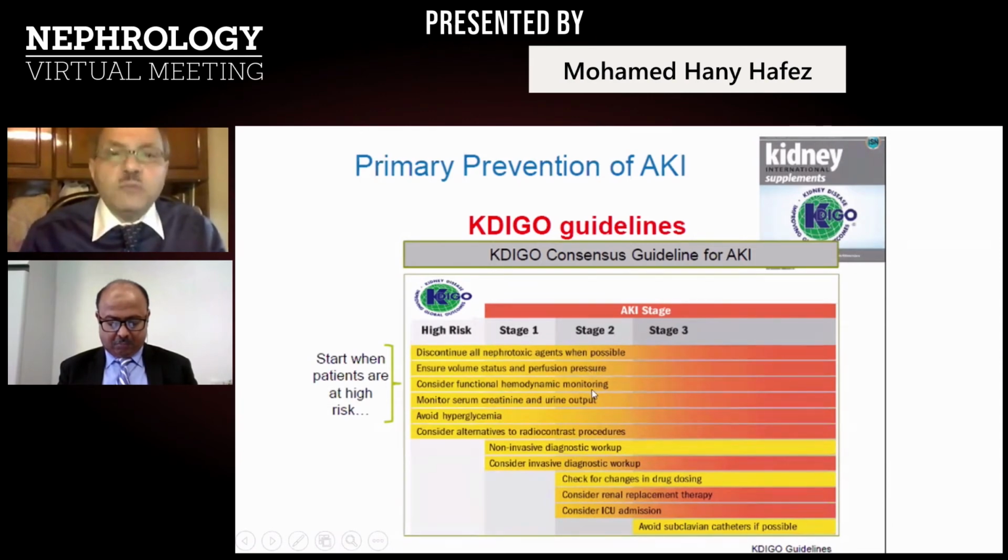Consider functional hemodynamic monitoring. Monitor serum creatinine and urine output, avoid hyperglycemia, and consider alternatives to radiocontrast procedures. And then start to use the simple biomarkers and check for changes in the drug dosing. Consider renal replacement therapy and ICU admission if the condition deteriorates because of this multi-organ affection. And these are important preventive guidelines.